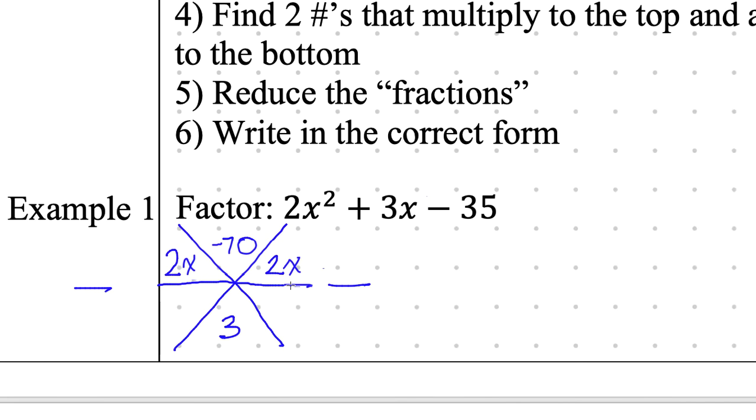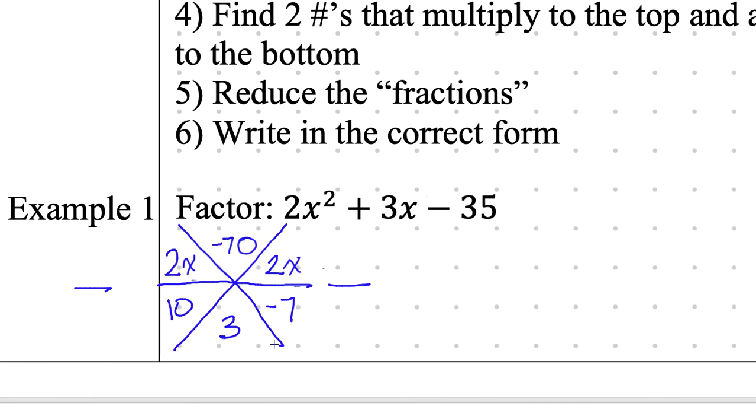Go through the factors of 70. 1 and 70 didn't work. 2 and 35, no way to get to 3. 5 and 14, closer, not quite. Keep going, keep going. Fernando. Positive 10, negative 7 does indeed work. Check it. 10 times negative 7 does get to negative 70. Add them together now. 10 minus 7 is 3. All right, we're not done.